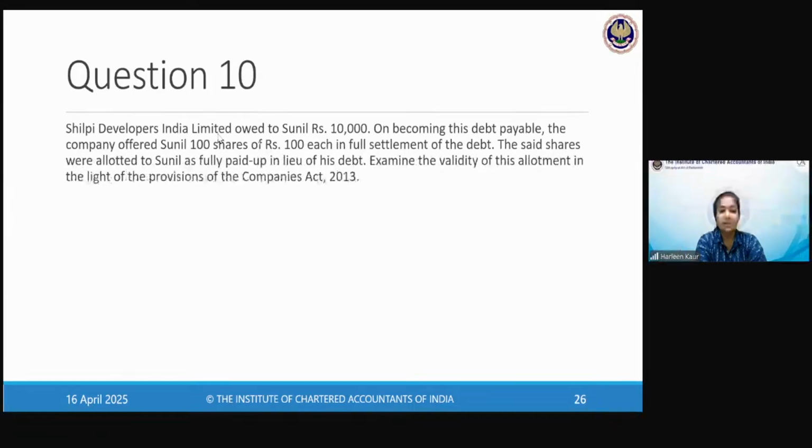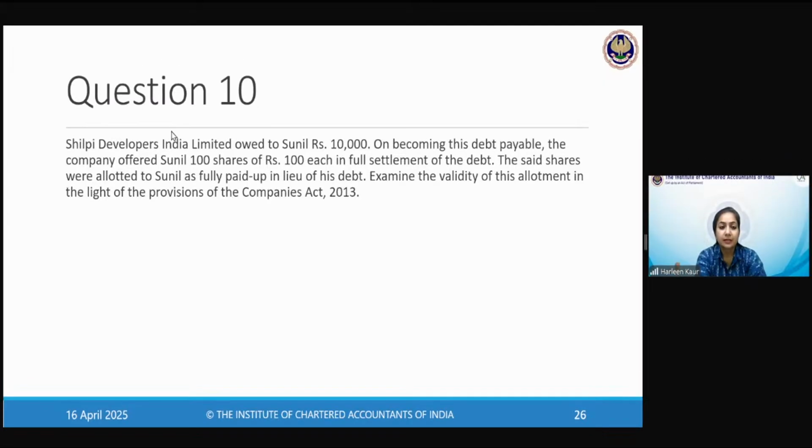Shilpi Developers India Limited owed Sunil 10,000. On the debt becoming payable, the company offered 100 shares of rupees 100 each in full settlement of the debt. The said shares were allotted to Sunil as fully paid up in lieu of his debt. Examine the validity of this allotment in light of the provisions of the Companies Act.